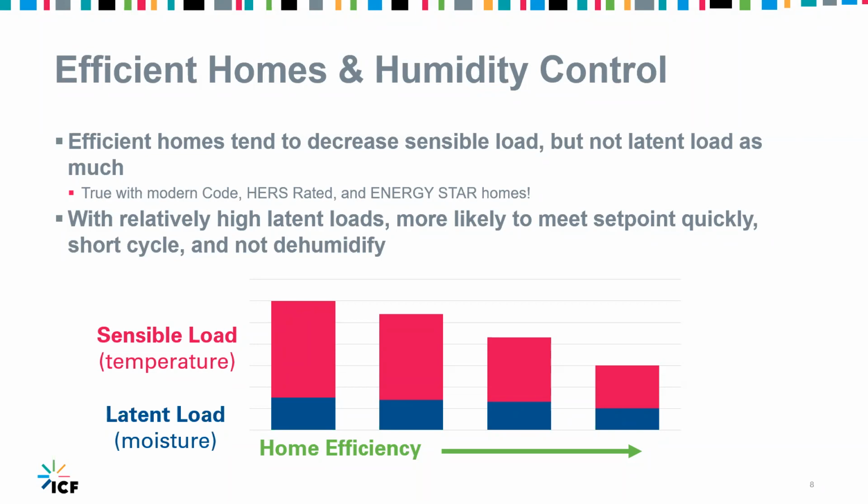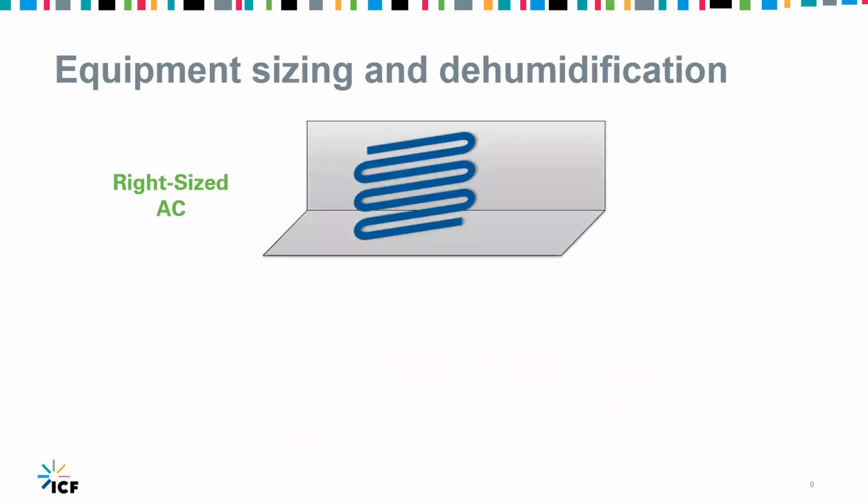So what happens is in these efficient homes, we have relatively high latent loads, and that puts us at risk of potentially oversizing, sizing equipment improperly, and setting up equipment to be short cycling and not dehumidifying properly. So we need to figure out ways to have efficient homes, but also at the same time manage humidity so that they're healthy and comfortable to live in.